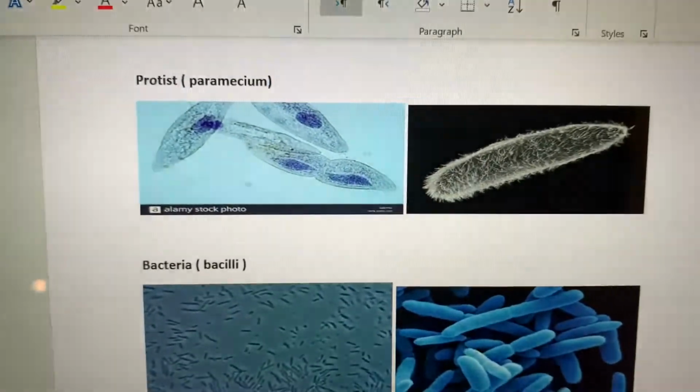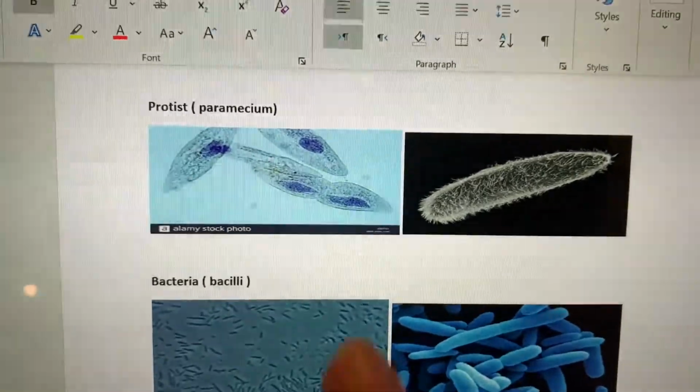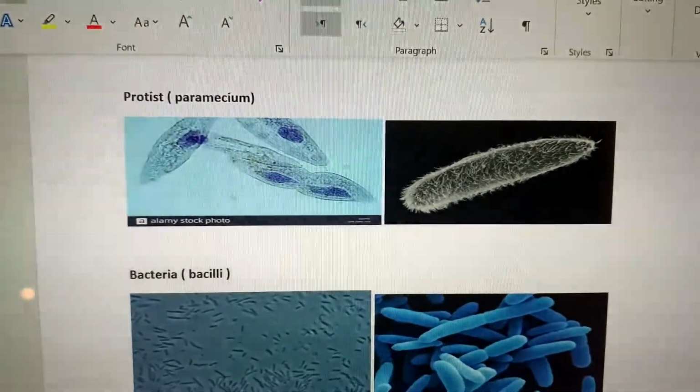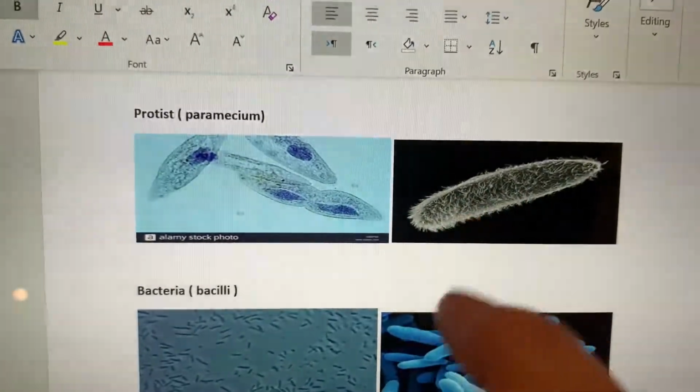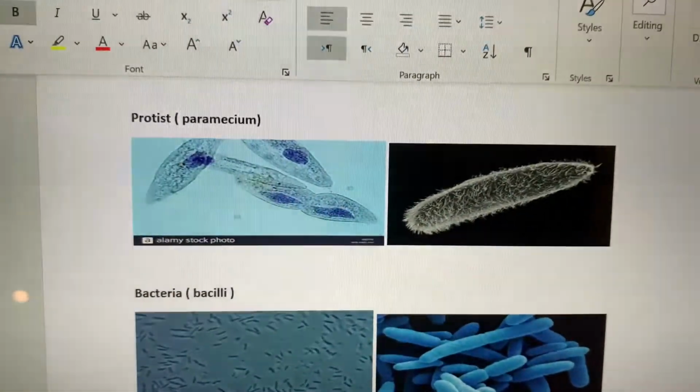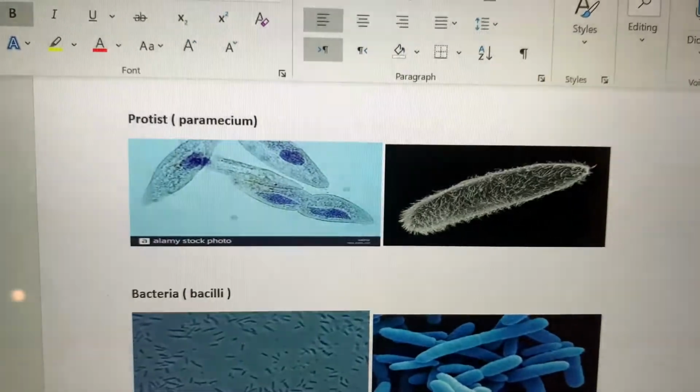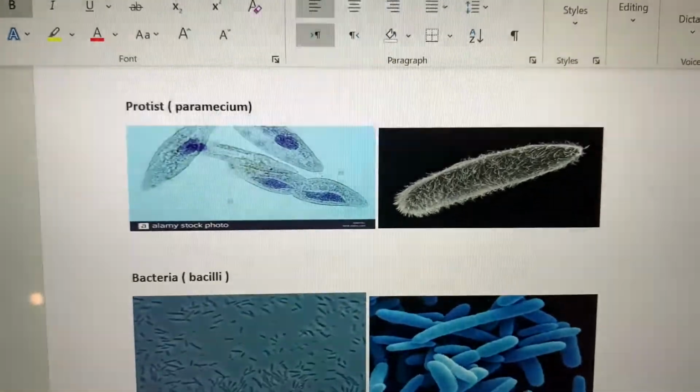Over here we have protist, also eukaryotes. This is paramecium, where you can see it looks like an eye shape, and cilia that surrounds the cell and the nucleus over here centered.